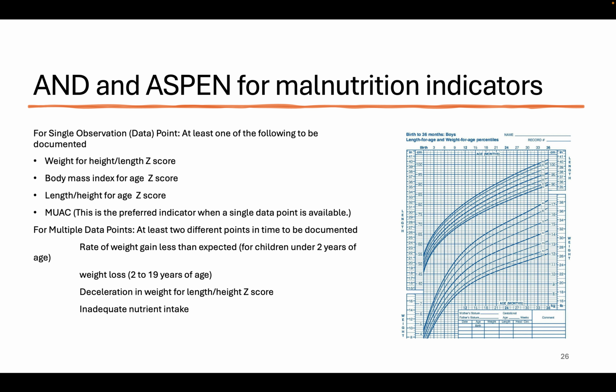For multiple data points, at least two different points in time need to be documented: rate of weight gain less than expected for children under 2 years of age, and weight loss for 2 to 19 years of age, deceleration of weight for length or height z-score, and inadequate nutrient intake.